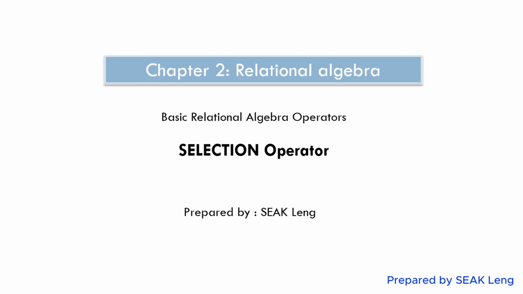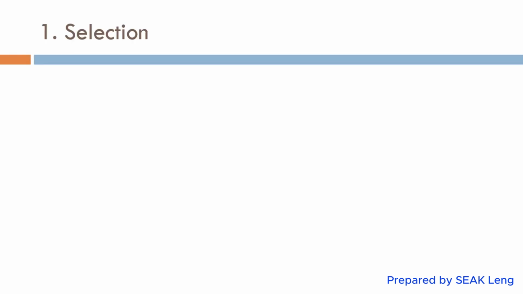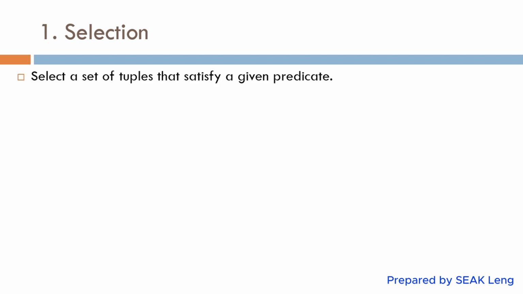In this lecture, we focus on the first relational algebra operator, selection. Why do we need selection? We use the selection operator to select a set of tuples that satisfy a given predicate. The word predicate refers to the condition. For example, we want to select employees who have a salary higher than 2,000.